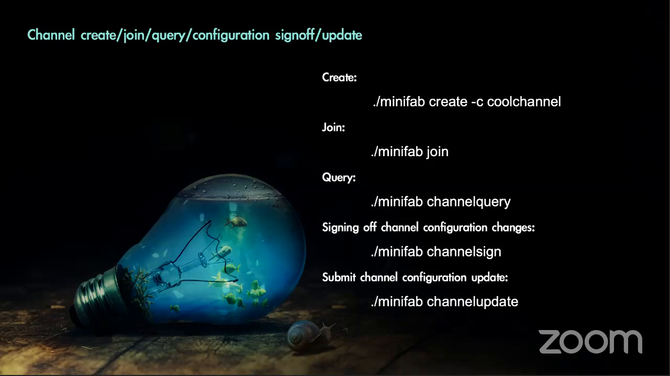So assume you have a large Fabric network with many organizations. Most likely you will have multiple organizations sign the channel change request, and eventually you can update. But if you have everything running on one machine, this will be very, very easy. You just need to do channel sign and channel update. The channel in question will actually be changed.